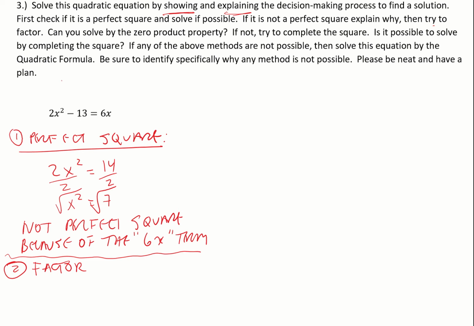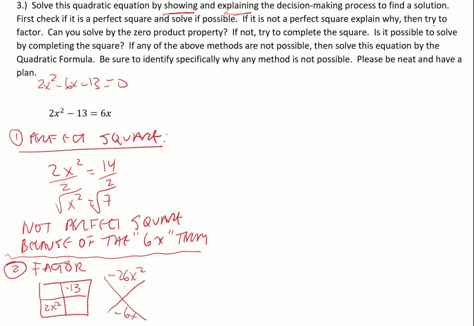So before I can factor it, I've got to move everything over. So 2x squared minus 6x minus 13 equals 0. So when I go to factor it, I get 2x squared, and then this is minus 13. And so when I multiply, I get minus 26x squared minus 6x. The factors of 26 are 1 times 26 and 2 times 13. So clearly I can't factor this. So not factorable. Alright, so not factorable. So if not a perfect square, explain. Okay. Can you factor? Can you solve by the zero product property?